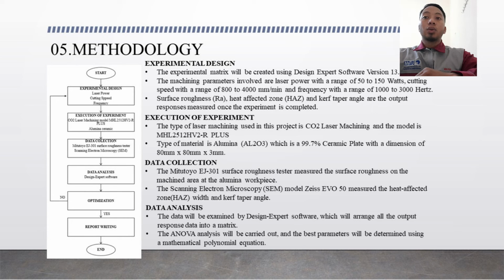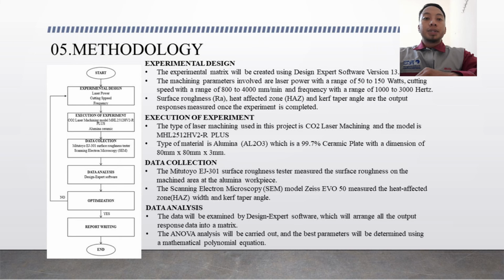For the execution of experiment, the type of laser machining used in this project is CO2 laser machining, and the model is MHL 2512 HV2-R Plus. The type of material is alumina or aluminum oxide, which is a 99.7 ceramic plate with a dimension of 80 mm times 80 mm times 3 mm.